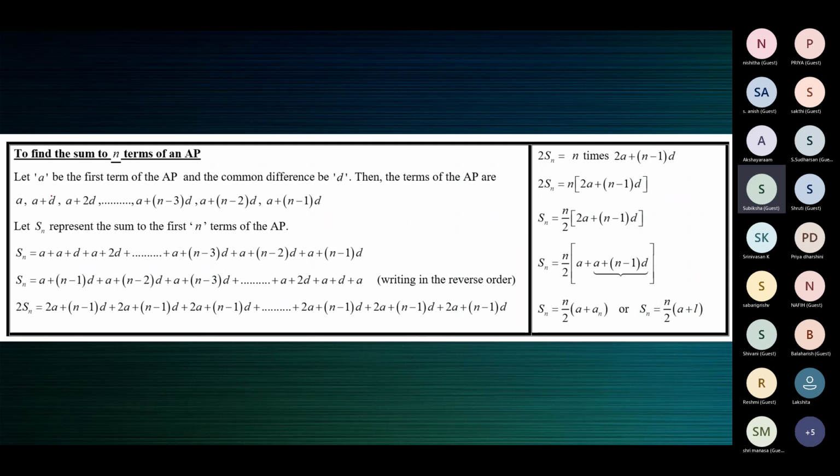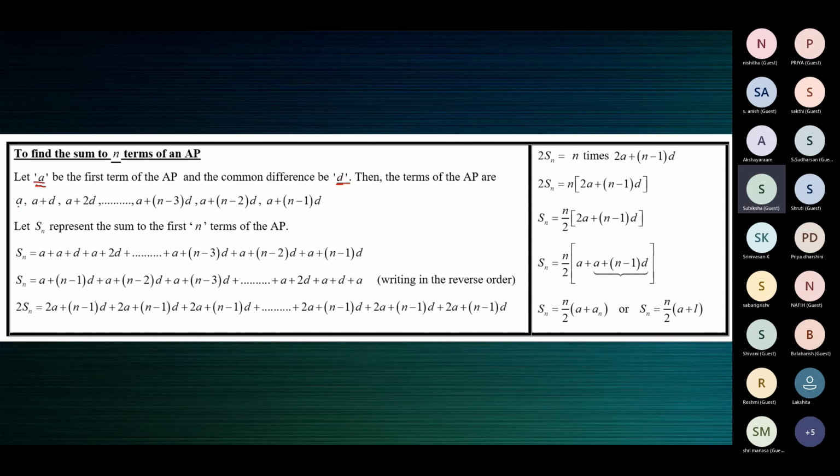So first, you'll have to mention the first term. You'll have to mention the common difference, and then you'll have to generate the AP. Because if you want to find the sum of the first n terms, you should know the first n terms. So let this be the first term, let this be the common difference.